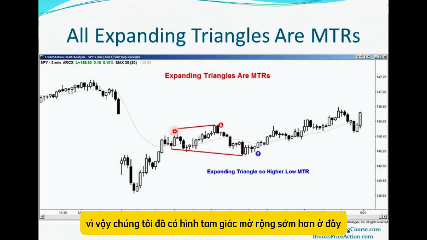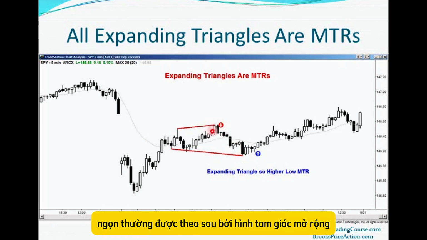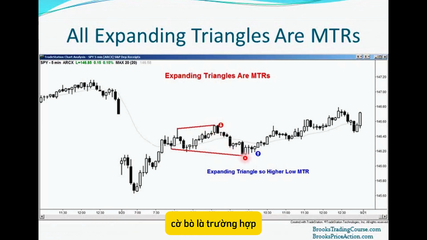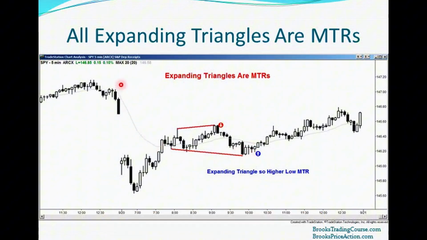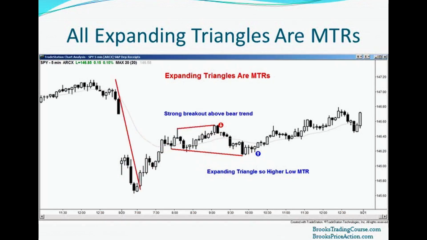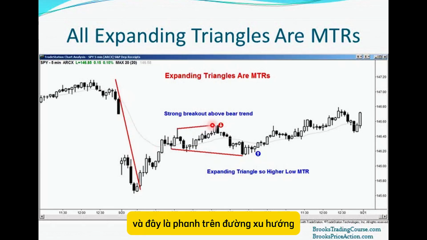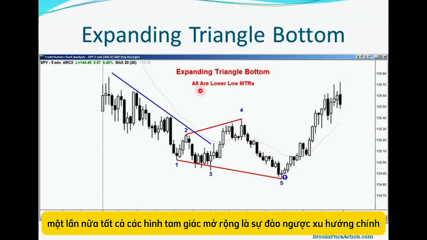So we had the earlier expanding triangle up here, so an expanding triangle top for the major trend reversal. And expanding triangle tops are usually followed by expanding triangle bull flags, which is the case. And now we have an expanding triangle bottom, a higher low, major trend reversal, bear trend, trend line break, and a higher low. There's the trend line, and here's the break above the trend line. Again, all expanding triangles are major trend reversals.